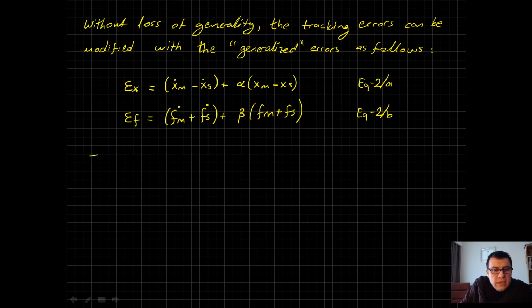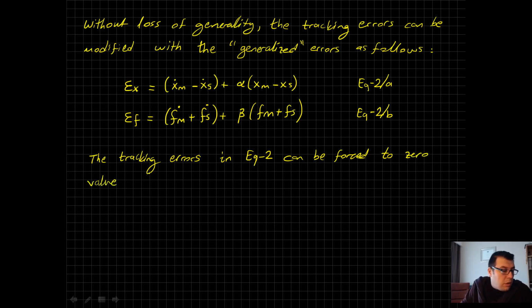So the tracking errors given in equation 2, A or B, doesn't matter, can be forced to have zero value through first order dynamics through the following equations.